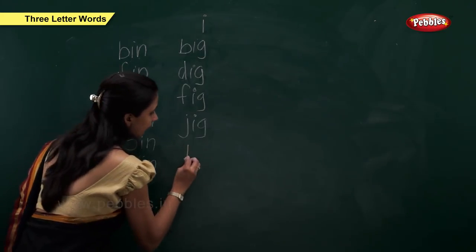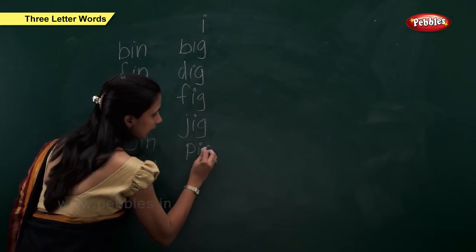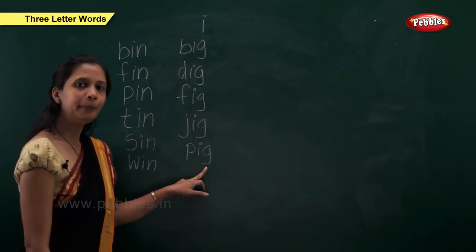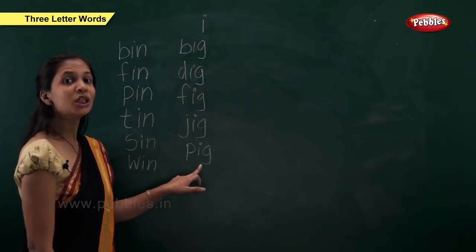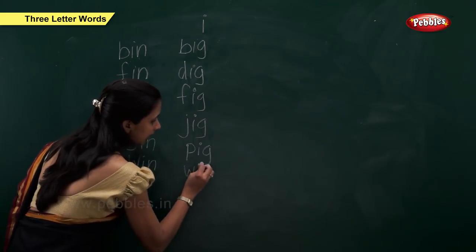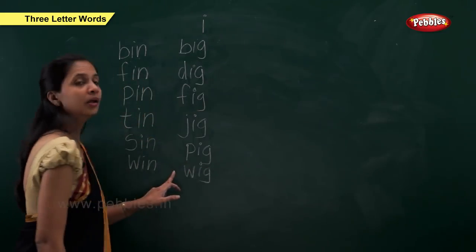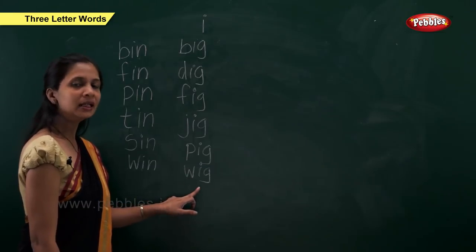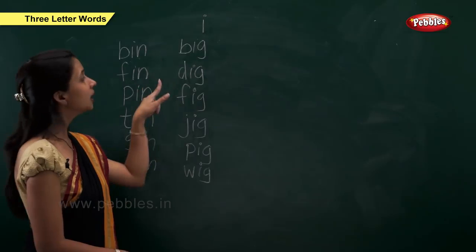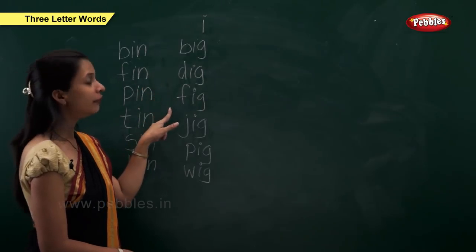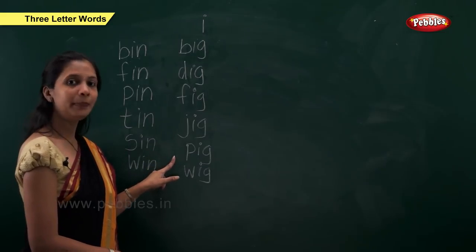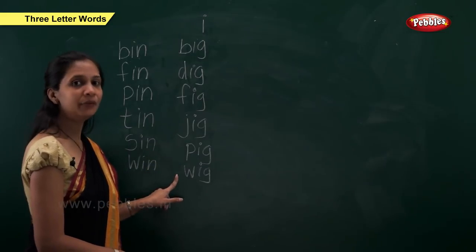The next is P, I, G, pig. P, I, G, pig. The next is W, I, G, wig. W, I, G, wig. Now we will repeat. B, I, G, big. D, I, G, dig. F, I, G, fig. J, I, G, jig. P, I, G, pig. And W, I, G, wig.